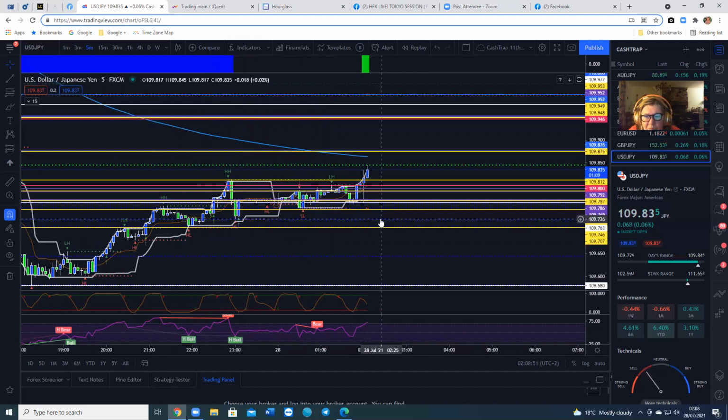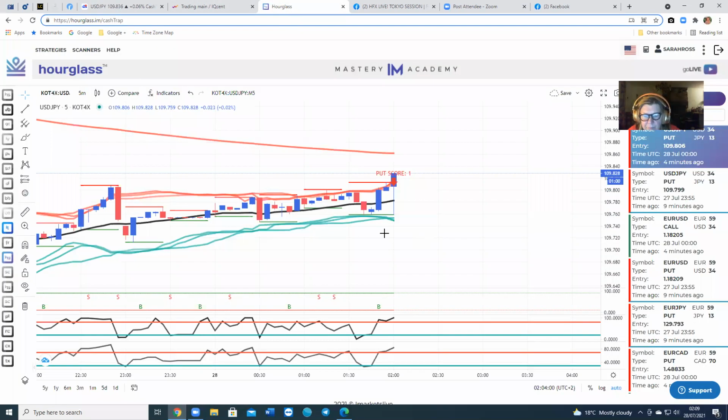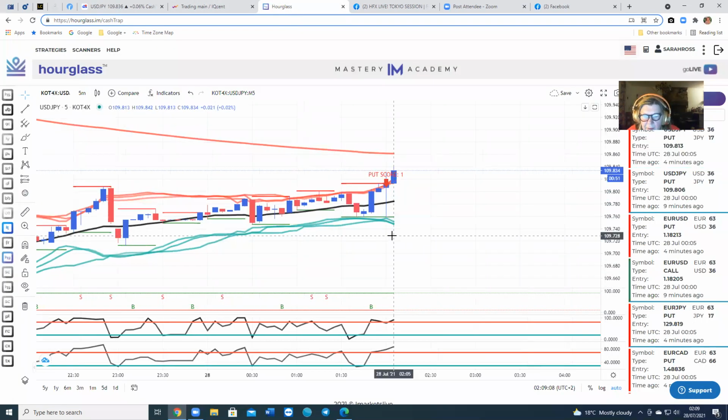And the auto support of these blue and green, you might have them in blue and red. I like green. So I'm on the 5 minute, just coming up to the next candle. That gave us a put score of 1, but that was the market open. It's surfing up the Bollinger Bands, it's in the overbought area. We've got the US dollar at 36 to 17, paying out at 83%.